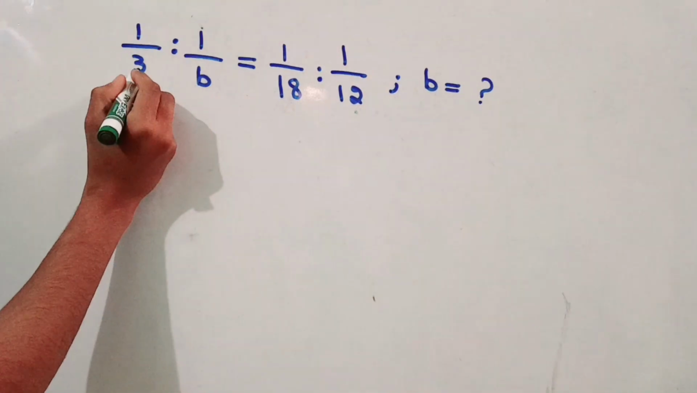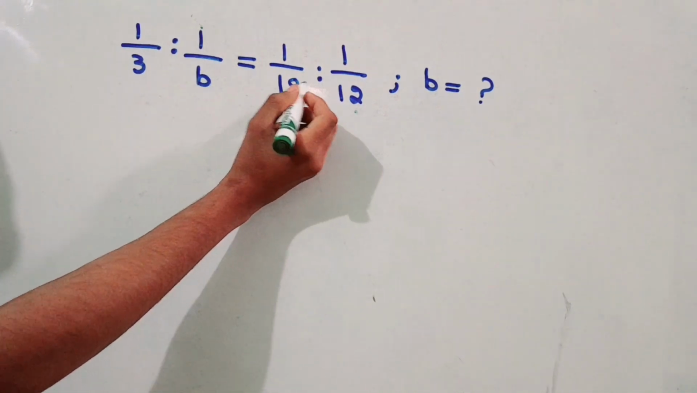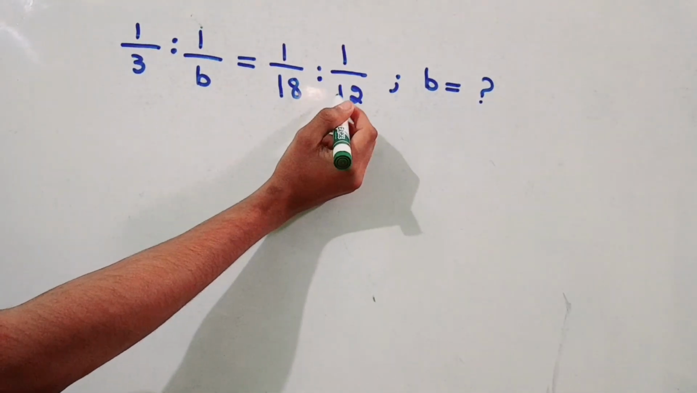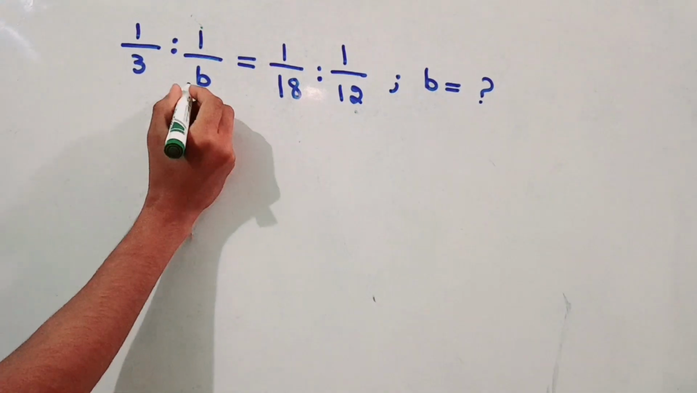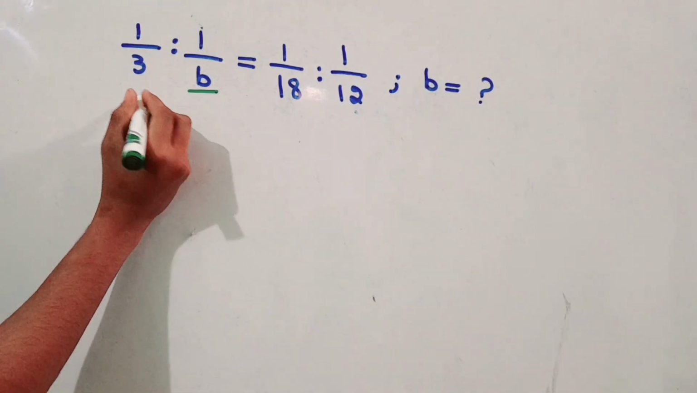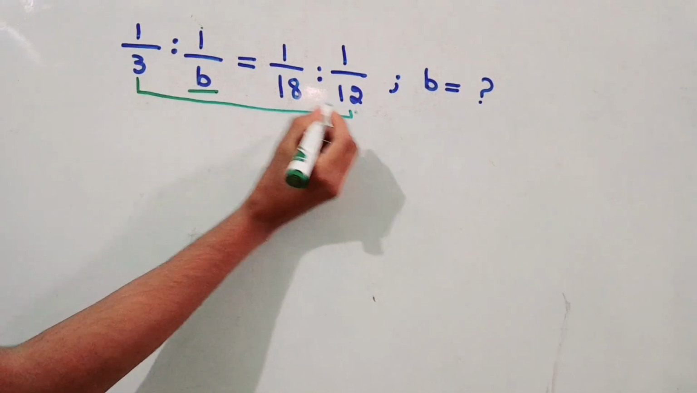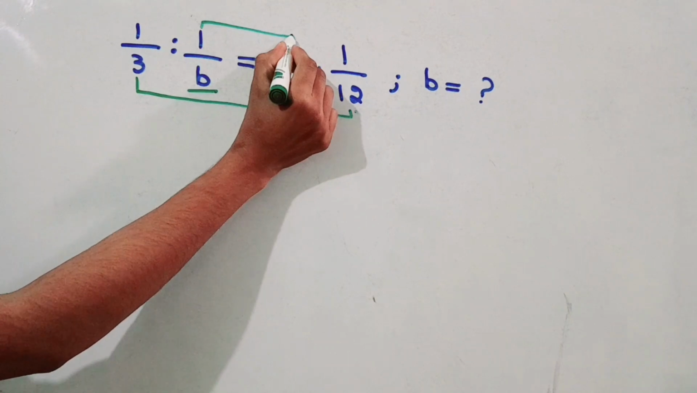1 upon 3 ratio 1 upon b is equal to 1 upon 18 ratio 1 upon 12. We have to find the value of b. So first of all, this is a ratio proportion. So we multiply extremes with extremes and we multiply means with means.